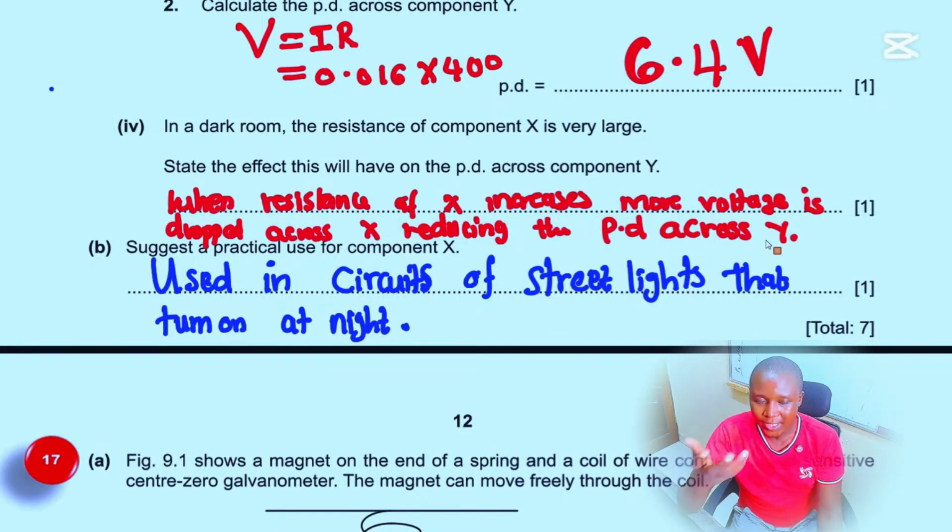Now, we need to understand also the applications of these kinds of devices. Application of a light dependent resistor: of course, it can be placed in circuits which are light sensitive, right?